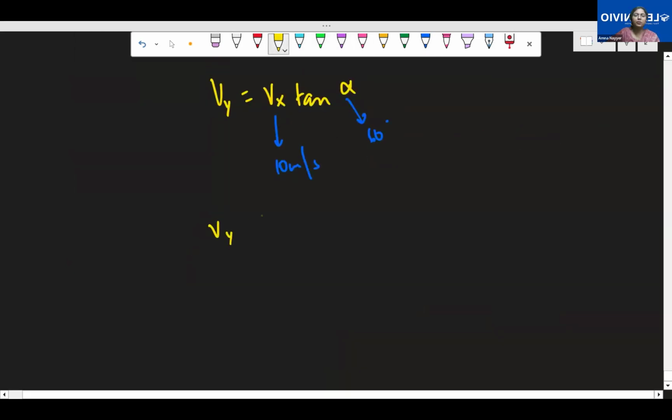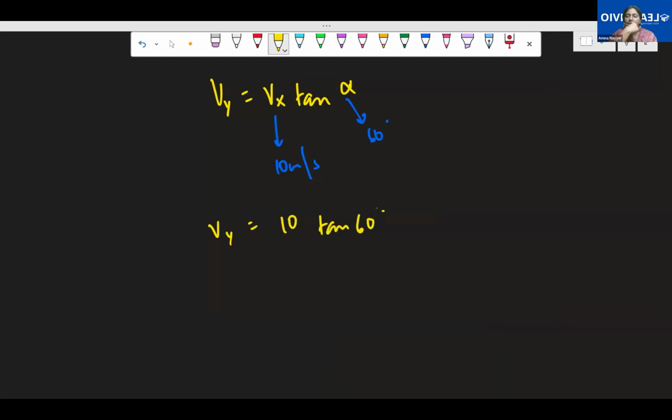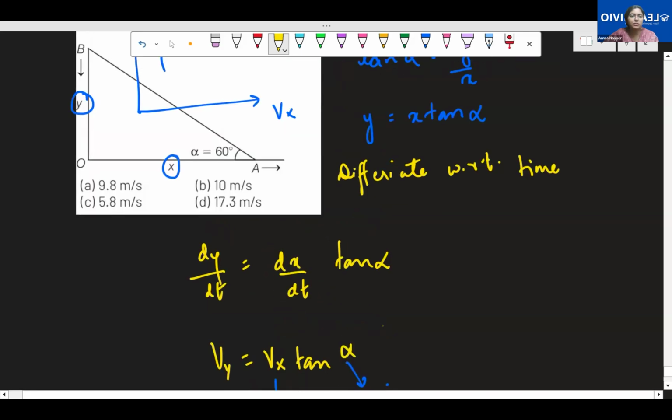Vy will be equal to 10 tan 60 degree. Got it? So tan 60, I think right now we can get the answer also. Tan 60 degree is root 3. So 1.73, so 17.3 something, right? 17.3 meter per second something. Now we have to take the options for this. Okay, straight away. Answer we have D.